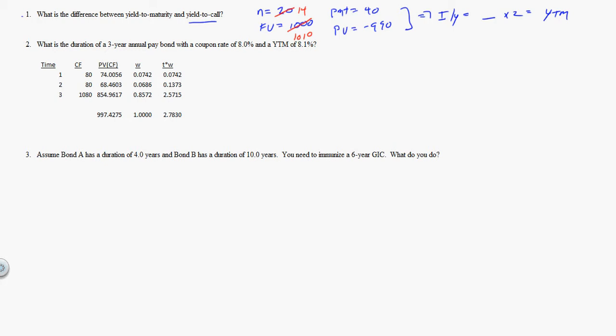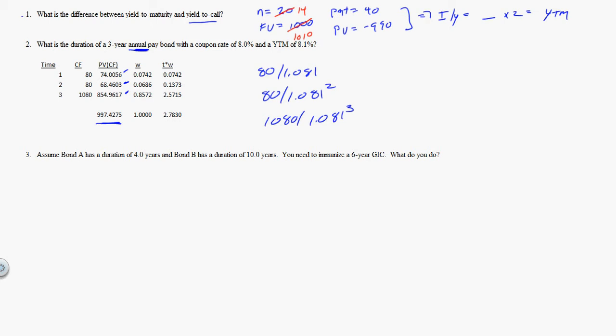Now let's look at this next one here. I've already worked this out for you, the duration of a 3-year bond. Let me tell you where all this comes from. It's got cash flows of 80, 80, and 1,080 over the next 3 years. And note, it's annual pay. So I need to find the present value. Present value would be 80 divided by 1.081, that's my 74. Then 80 divided by 1.081 squared, that's my 68. And then 1,080 divided by 1.081 cubed, that's the 854. Sum it up, that's the price of the bond.